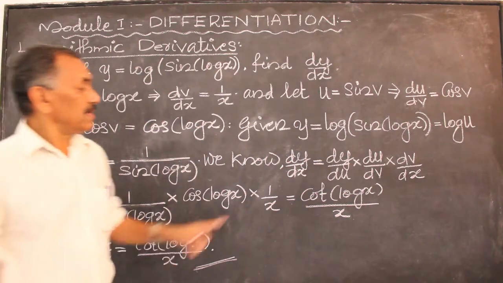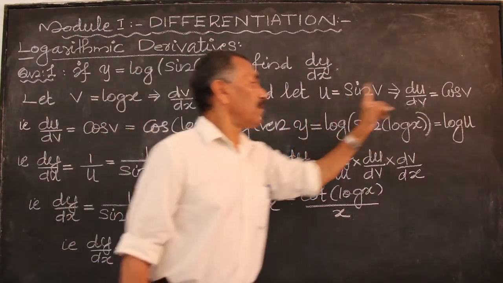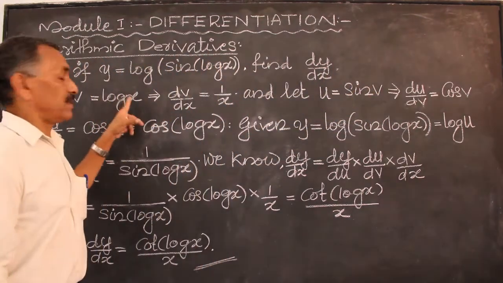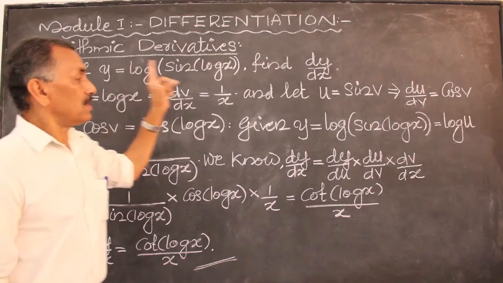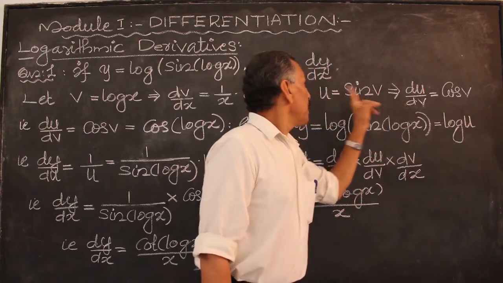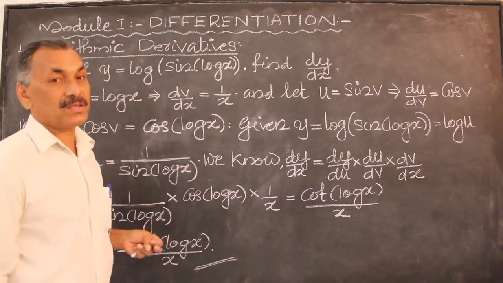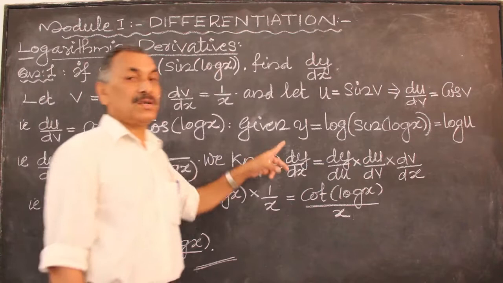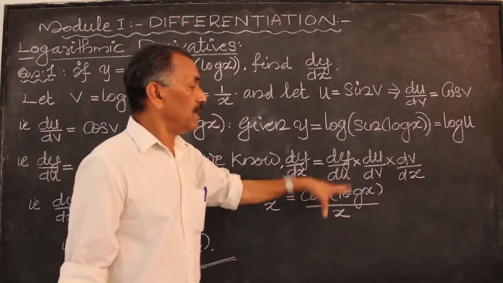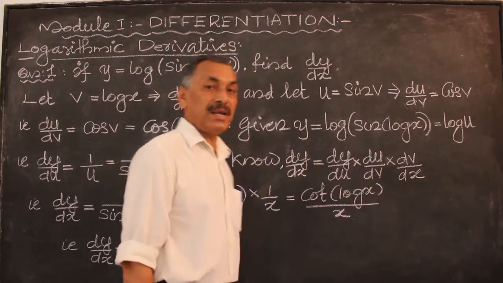Then we know what dy by dx is. Y is a function of u, u is a function of v, and v is a function of x. Then dy by dx is equal to dy divided by du into du by dv into dv by dx.